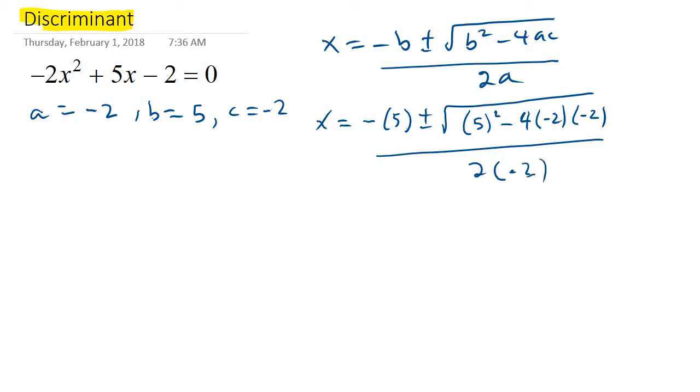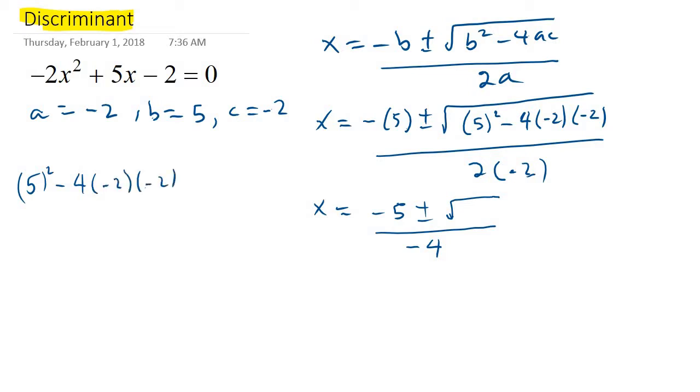All right. So now we're going to simplify this a little bit further. -5 is just -5. So plus minus square root divided by some number -4. Okay, now we're going to look for what is supposed to be inside that square root symbol, the radicand. So let's try to simplify the expression. So we have 5 squared minus 4 times -2 times -2 again.